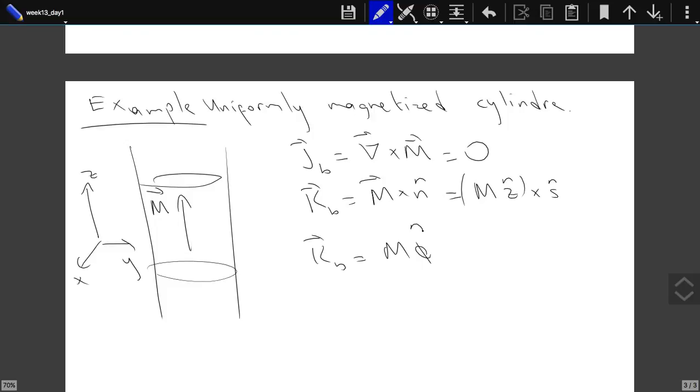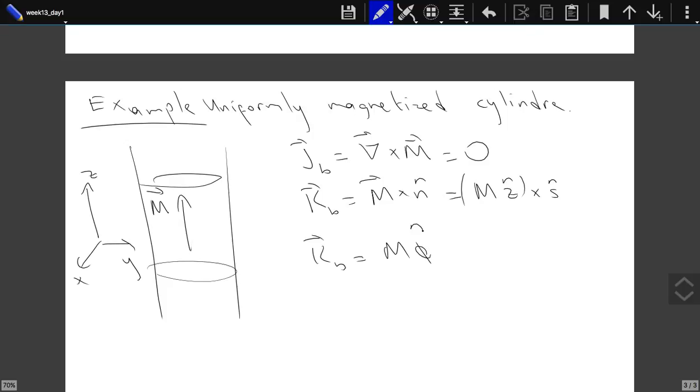Let's see. This is z hat. Let's look at this point out of the screen. Z hat cross s hat is in this direction, so towards your right. At this point, this is still z hat. This is my s hat. It's into the screen. So it is just rotating like this. That is the z hat direction. Just put your thumb in the direction of z, your fingers will be in the direction of phi hat. So K_m is just m times phi hat.